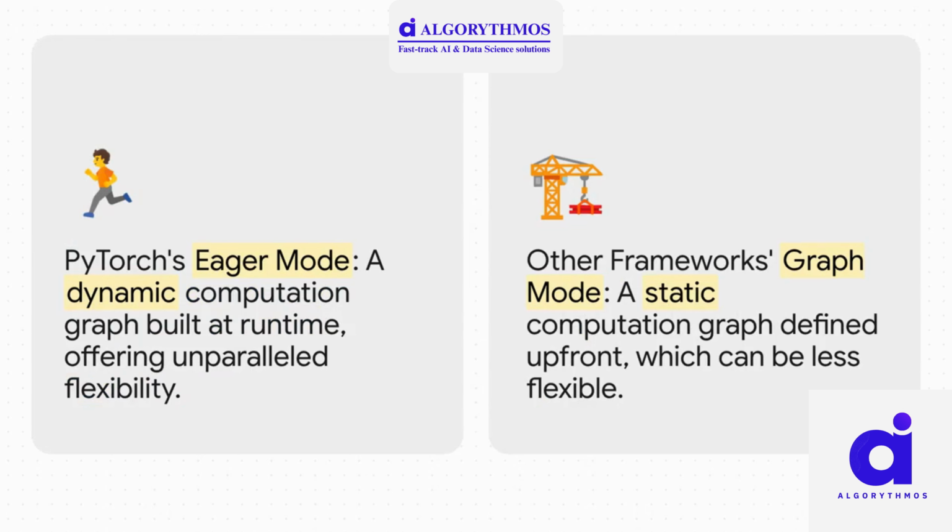Okay, this right here is PyTorch's secret sauce. It's called eager mode. Now, a lot of other frameworks, they make you define the entire plan, a static computation graph up front. It's like having to submit a full architectural blueprint before you can lay a single brick. But PyTorch, it builds the graph on the fly as your code runs. This makes it feel just like writing regular Python code. It's flexible, it's intuitive, and for researchers who need to experiment and debug quickly, it's an absolute game changer.